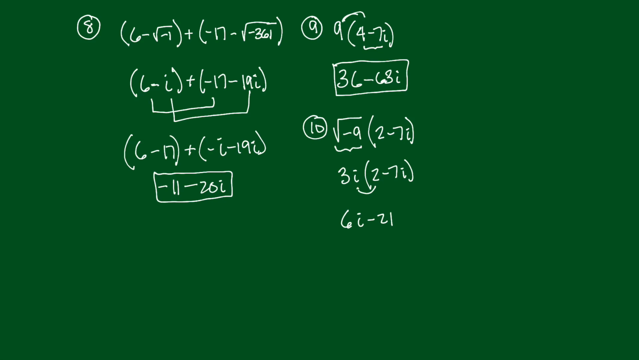i times i, right? I got i times i, which is i squared. But by definition, i squared is equal to negative 1. So we are going to have 6i minus 21 times negative 1, which will give us 6i. Negative 21 times negative 1 is plus 21. And I'm going to write it in this form here, a plus bi. I want the real part to come first, the imaginary part to come second. So I'm going to just turn it around: 21 plus 6i.